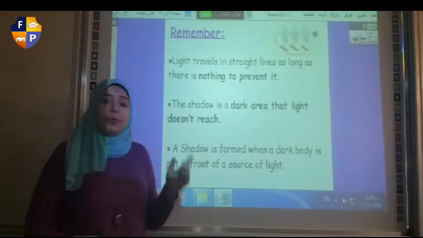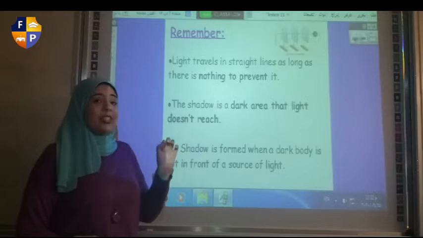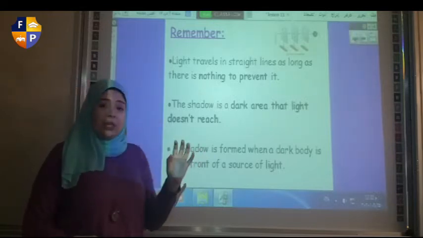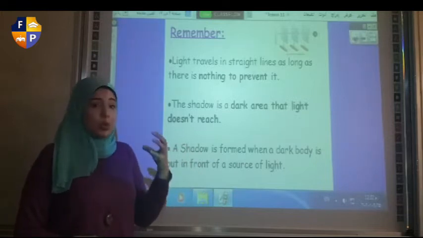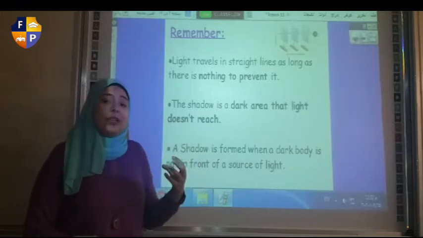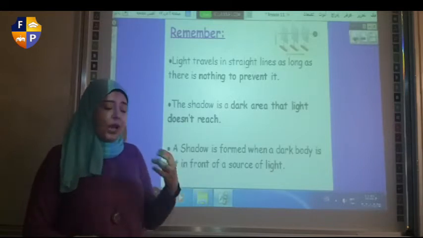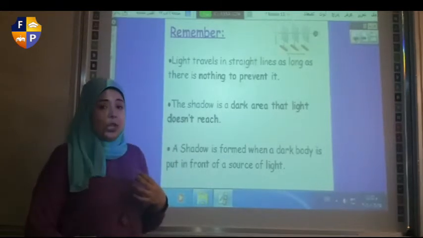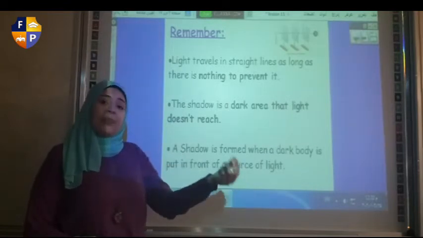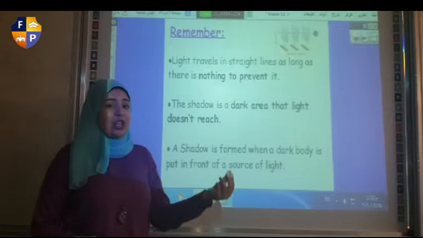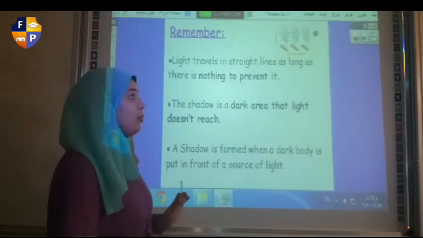Okay, also remember that light travels in a straight line, right? And when any body is in front of a source of light, it blocks the light, or prevents the sunlight from reaching the other side, forming a dark area. We call this area what? Yes, we call this area a shadow. Excellent. You studied it in primary 5.